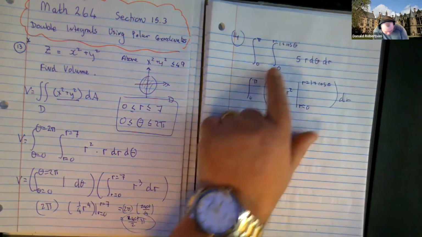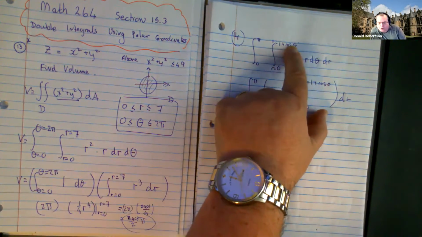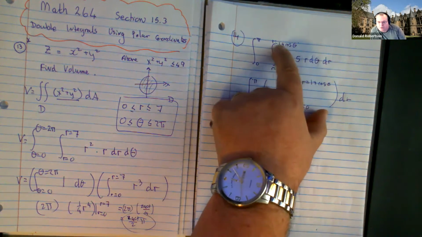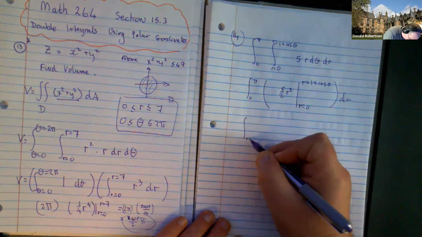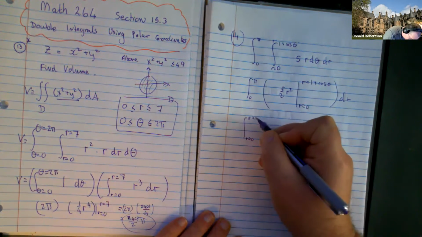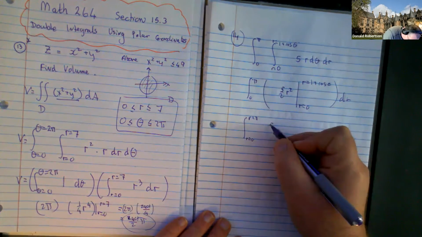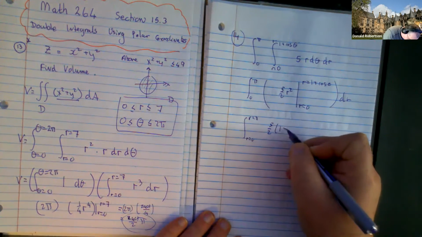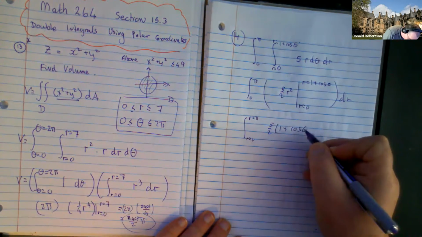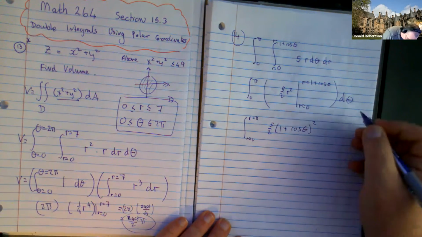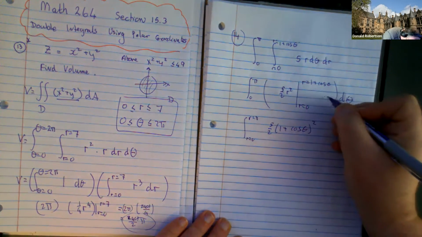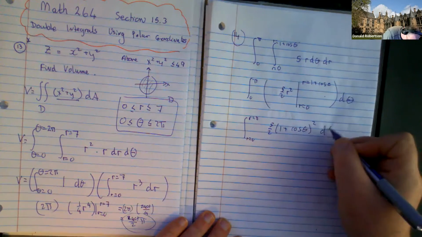Now, the reason that couldn't be separated was because one of the limits of integration had cosine theta in it. And what I'm going to get is 5 halves, 1 plus cosine theta squared d theta.